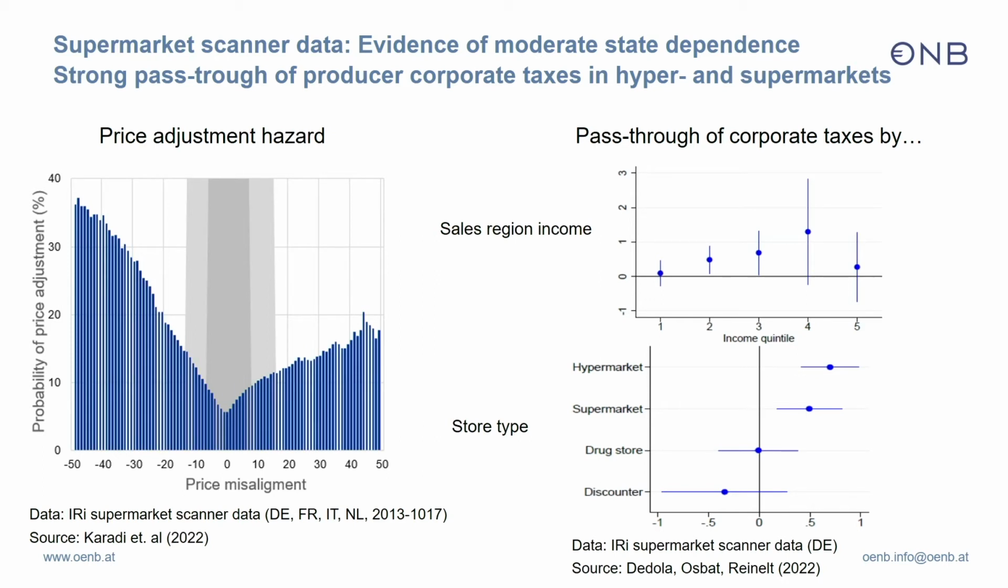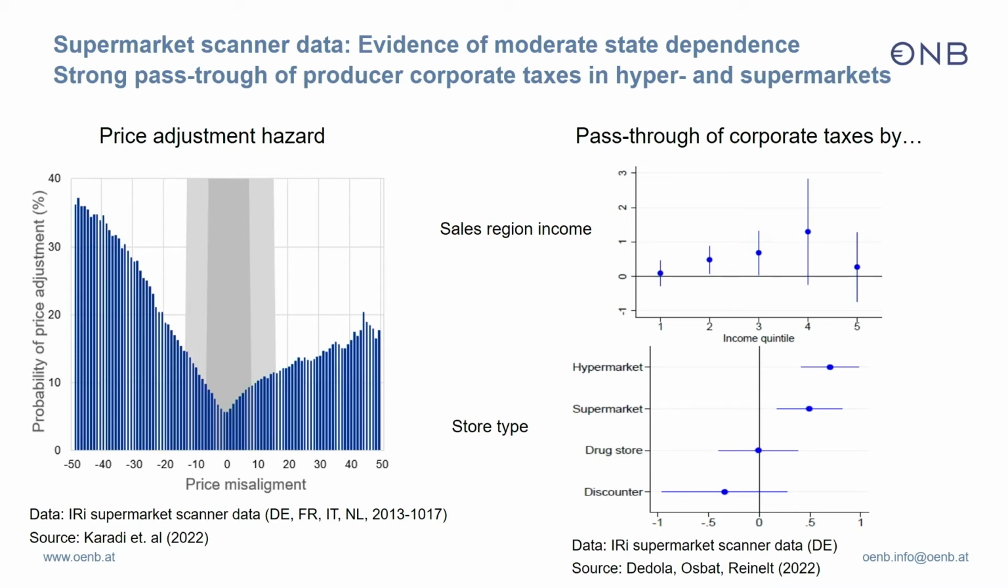And what you can see here from the top graph is that the pass-through is stronger the higher the income in the sales region is, in the region where the outlet is located. So obviously, richer regions, apart from the very top quintile, the richer the region, the more corporate tax changes are passed on to prices.